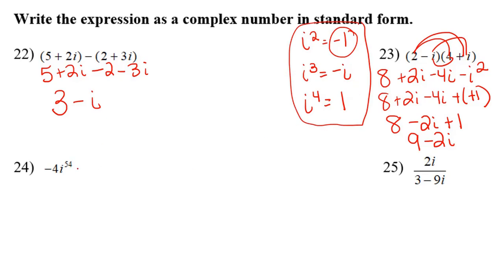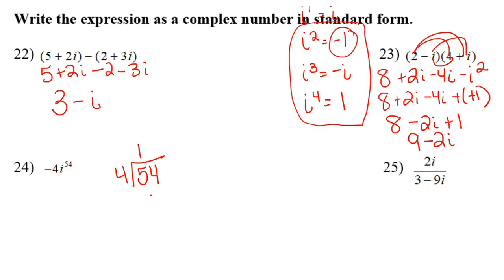So now I had to think to myself, how many times can I go through my pattern that I have, as i to the first is i, because there's only 4 different answers I can possibly get to an i to the 54th. So we saw how many times can 4 go into 54. So I'm going to see how many times does 4 go into 54? How many times can this pattern hold?